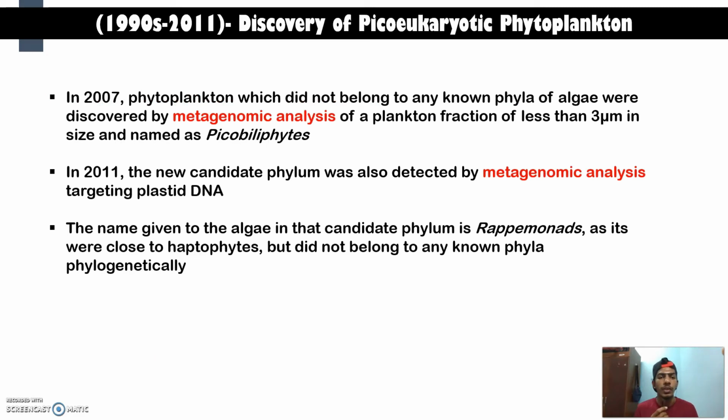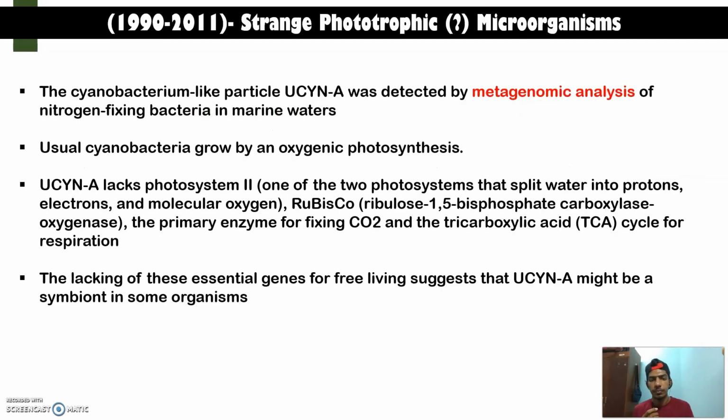In 2007, metagenomic analysis once again found a new phytoplankton that does not belong to any phylum, named picobiliphytes. In 2011, a new candidate phylum was also detected by the same technique, metagenomic analysis, named Rappemonads. It is close to the haptophytes but does not belong to any known phylum. The cyanobacterium-like particle UCYN-A was also detected by metagenomic analysis.